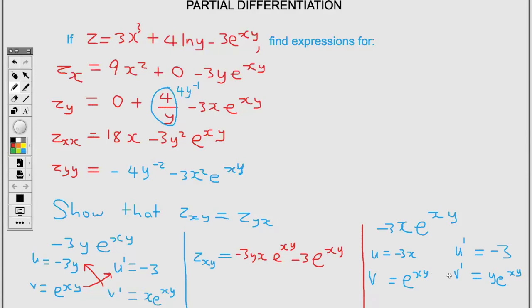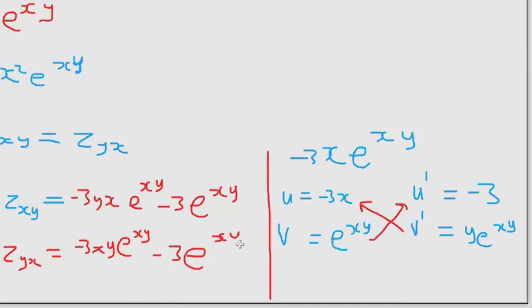So now we're going to multiply these two together and then the next two together. So we have zyx is equal to minus 3xy e to the xy, and multiply these two together, so we have minus 3 e to the xy. Now as you can see, we're having the same thing, so therefore, proven.